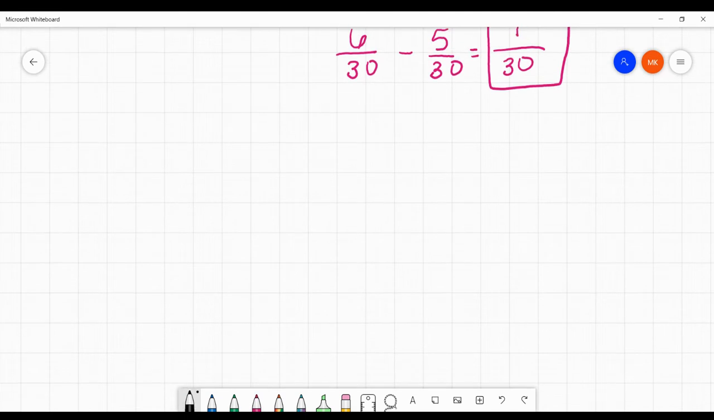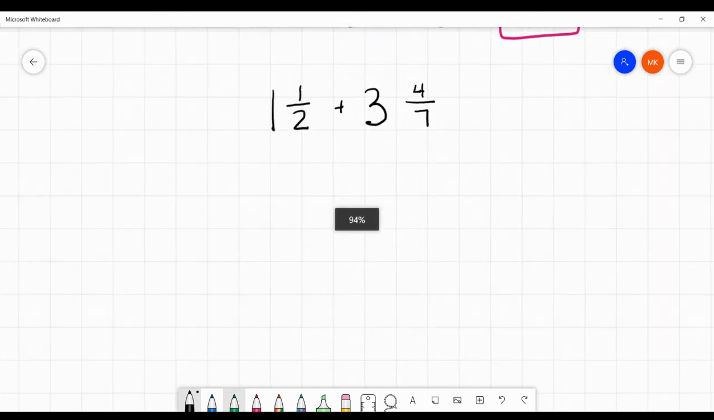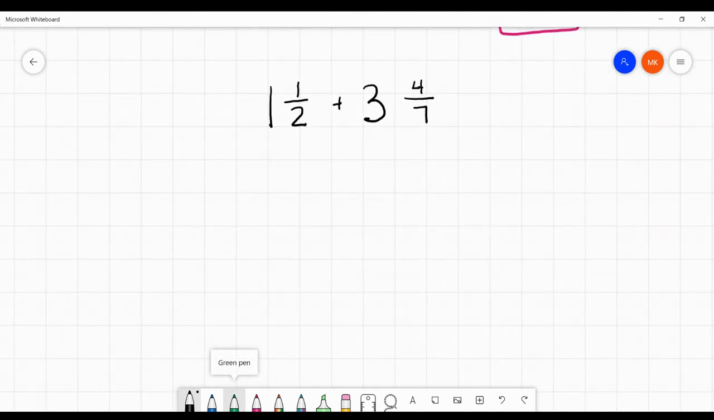All right. Our next problem is 1 1/2 plus 3 4/7. Go ahead and pause here to solve and then come back when you're ready.